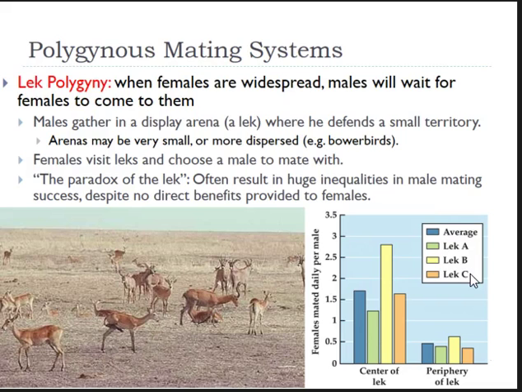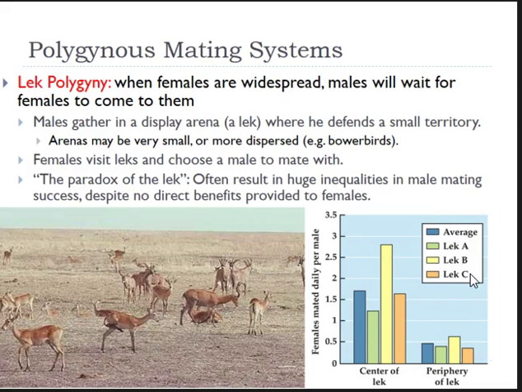Then we have leks. So leks are kind of odd. Leks are situations where you usually have a display arena. It can be kind of diffuse and spread out. Bowerbirds are kind of like this, where there are numerous display arenas around a fairly large space. Sometimes it can be really localized, though, where you literally just have a plain where lots of males all gather, and they defend little territories, and they secure a space.